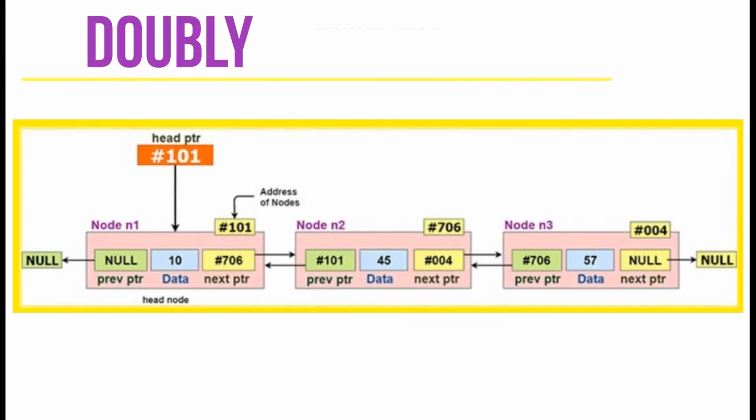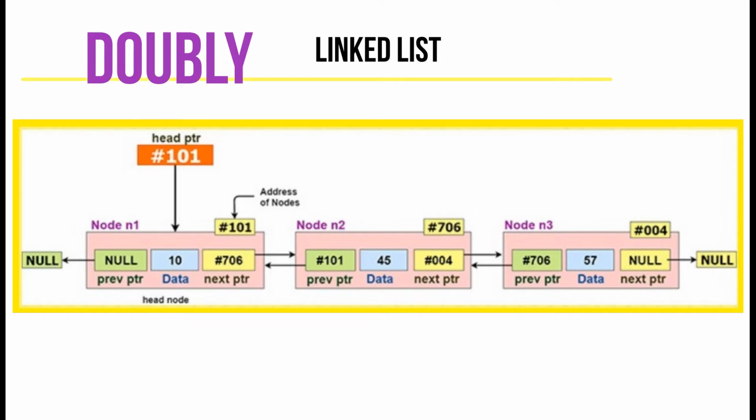In a doubly linked list, each node contains two links. The first link points to the previous node and the next link points to the next node in the sequence. The previous pointer of the first node and the next pointer of the last node will point to null.